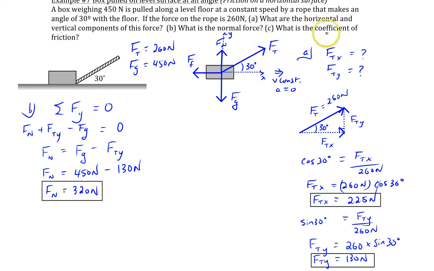Okay, on to part C, the coefficient of friction. In this case, it will be called kinetic friction because we're moving. So moving friction is called kinetic friction. So on part C, to find the coefficient of friction, if you recall, it is equal to the force of friction divided by the normal force. So we know the normal force. We now need to find that force of friction.